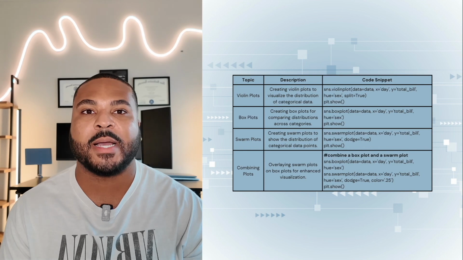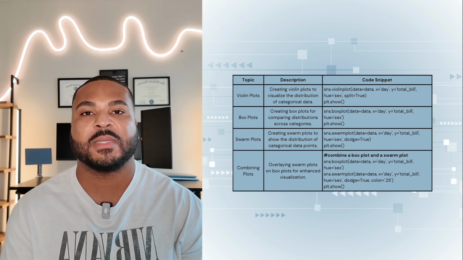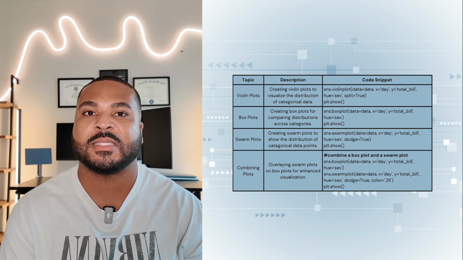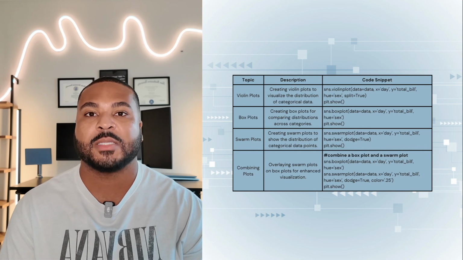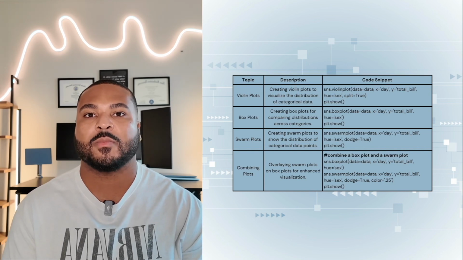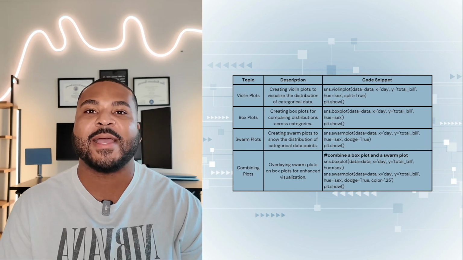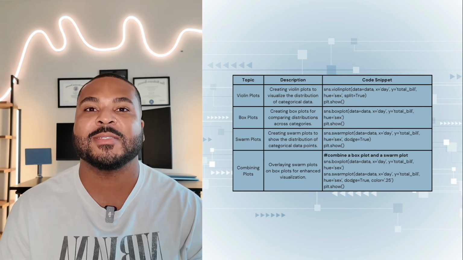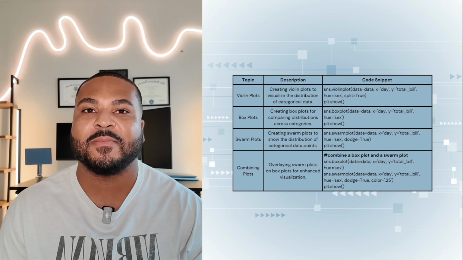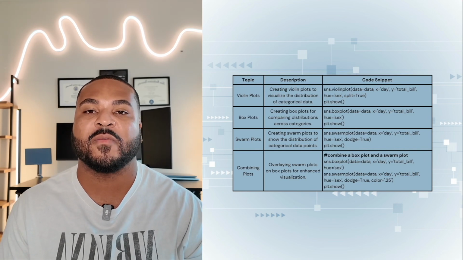So let's create a swarm plot to visualize the distribution of the same example, total bill across different days, split by gender. This code snippet generates a swarm plot where the x-axis represents days of the week and the y-axis represents total bills, correct. The data points are split by gender and arranged to avoid overlap.